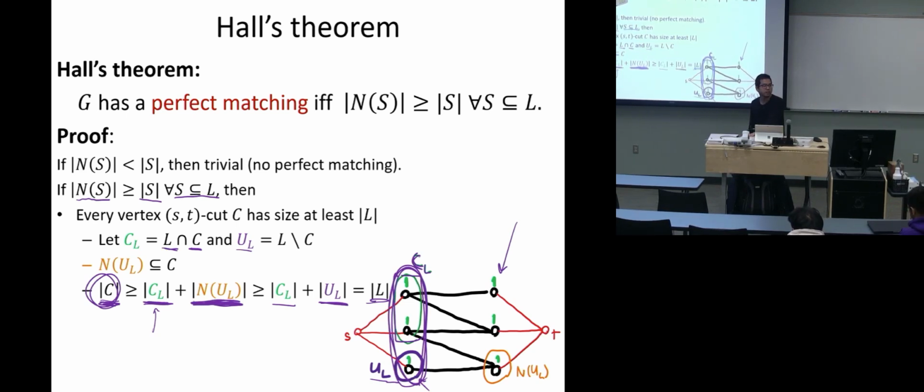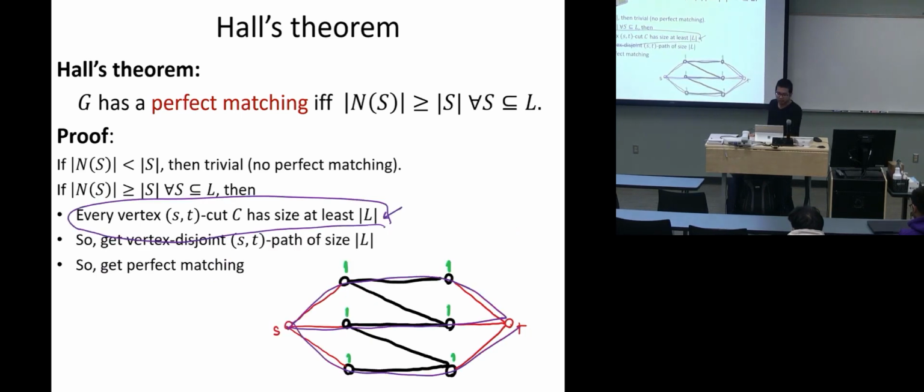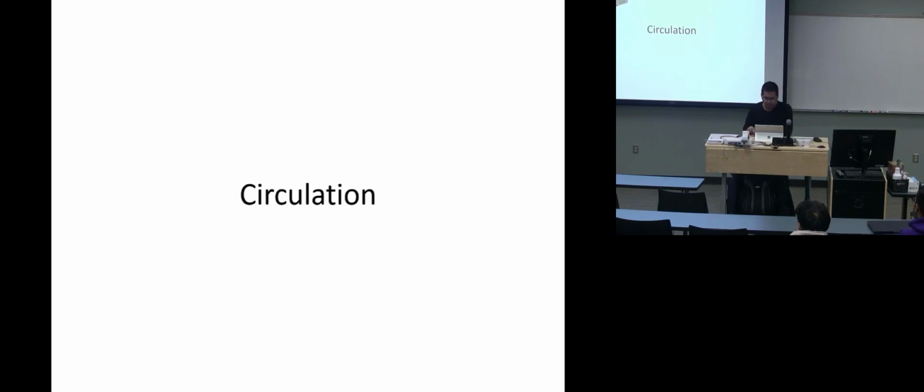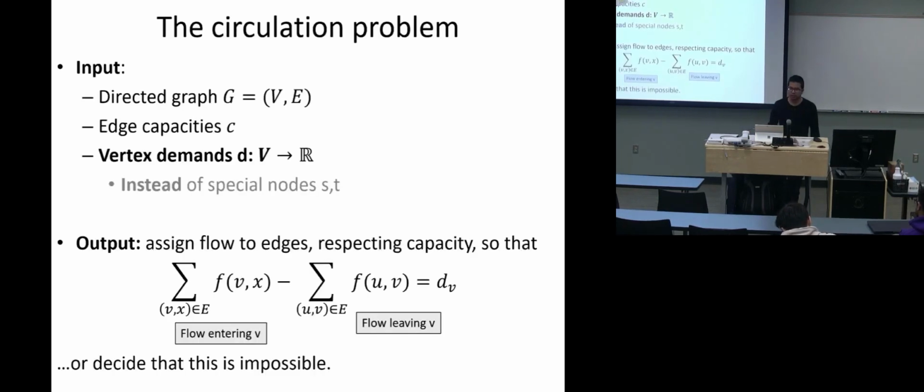Make sense? Okay, so now let me skip this actually. Let me talk about another question called circulation. It's a generalization of max flow. You have a directed graph, you have edge capacities, and now I have a vertex demand on every node.